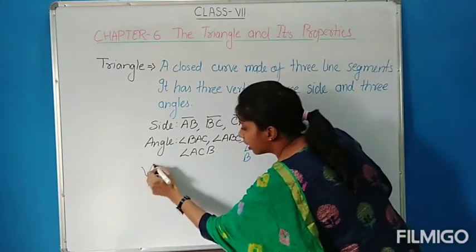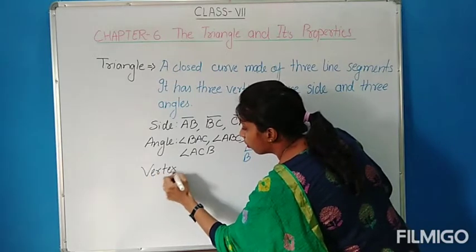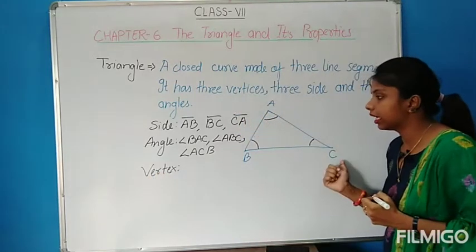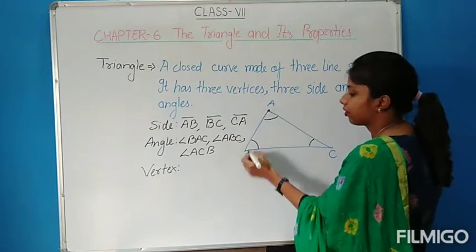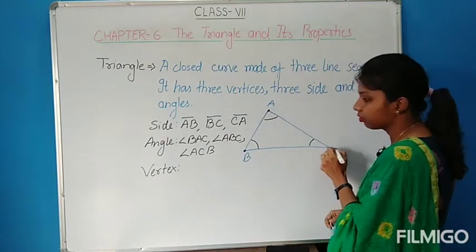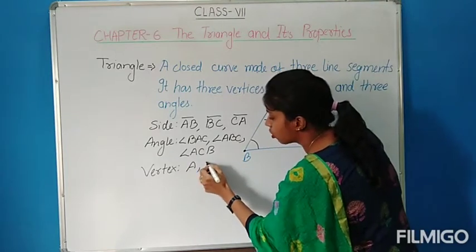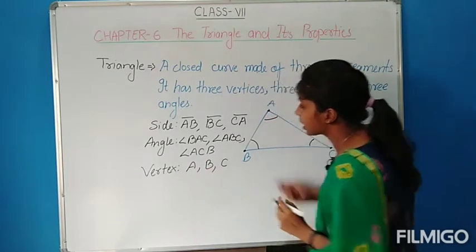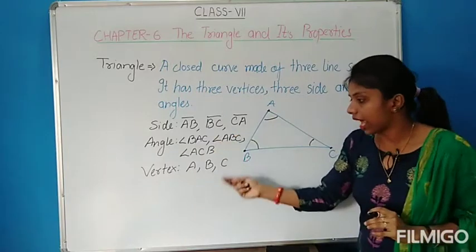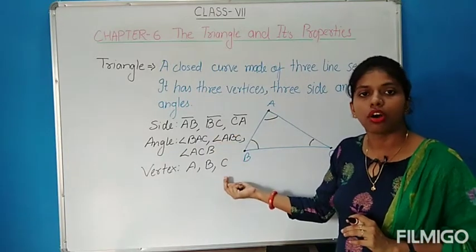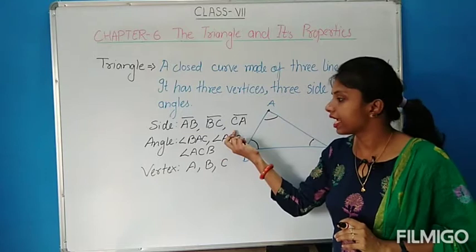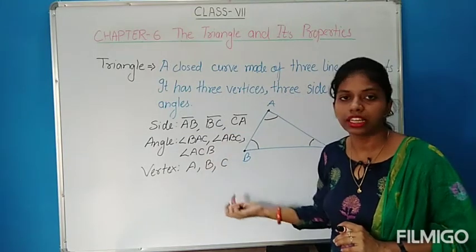Now what are the vertices of this triangle? They are vertex A, vertex B and vertex C. So the number of vertices is also 3. So these are the 9 elements of a triangle: 3 sides, 3 angles and 3 vertices.